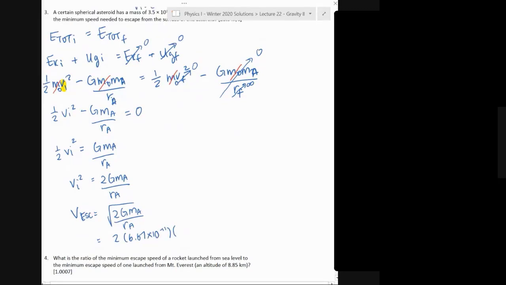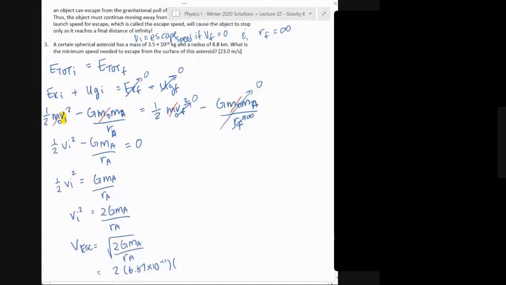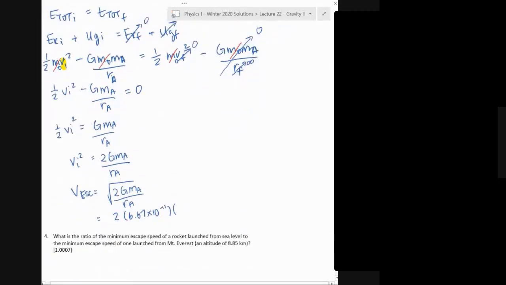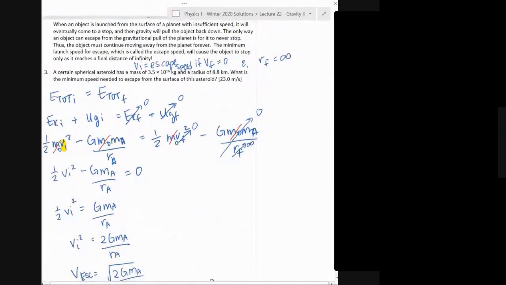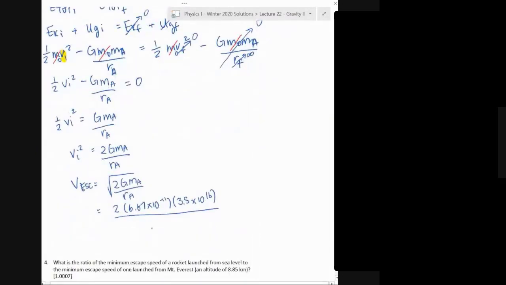The mass of the asteroid was given. And the radius of the asteroid is 8.8 kilometers.